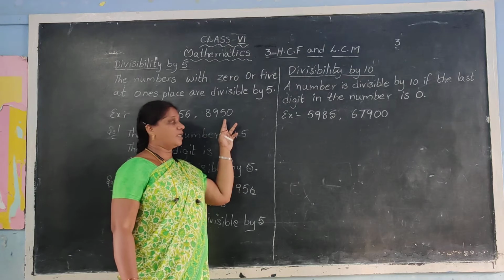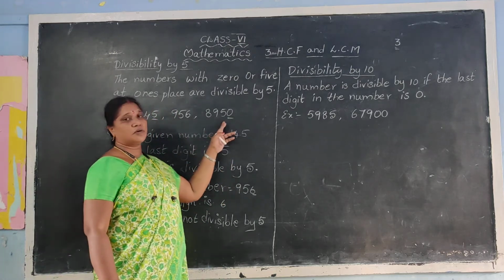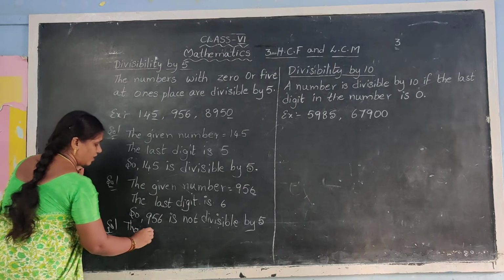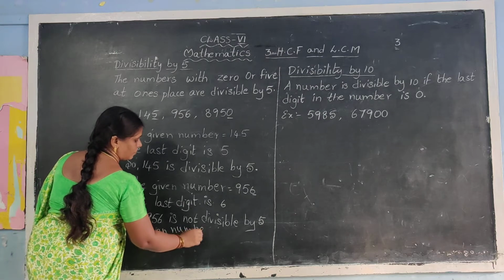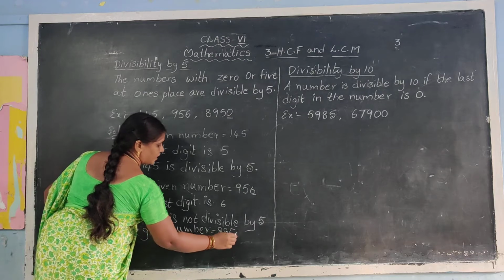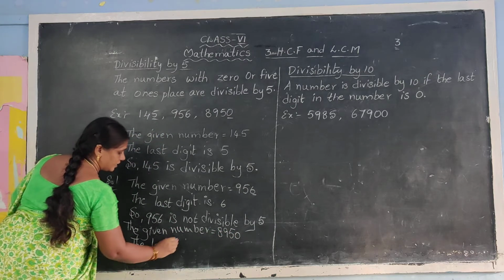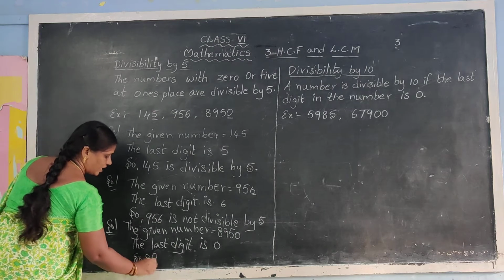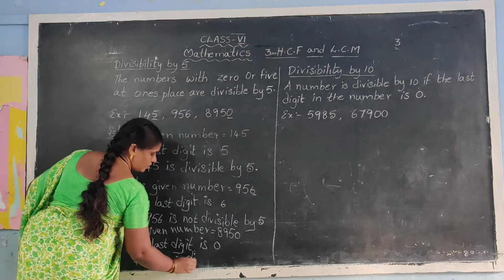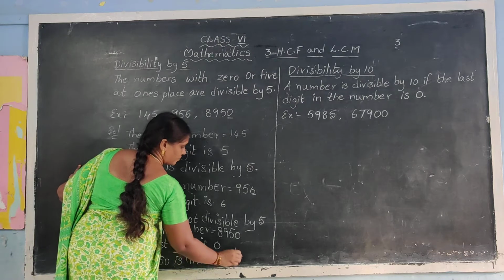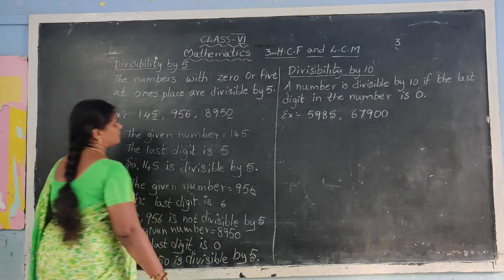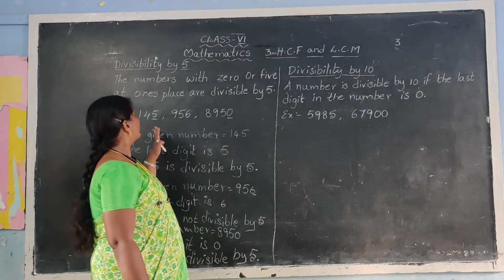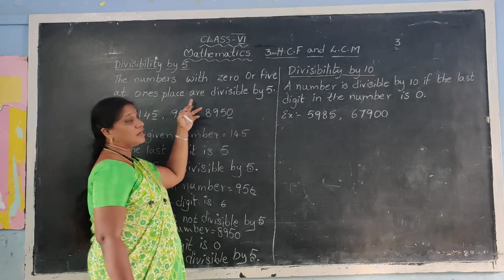Next, 8950. Here the last digit is 0, so this number is divisible by 5. Let me write it. The given number is 8950. The last digit is 0, so 8950 is divisible by 5. The ones place is 5 or 0, so it is divisible by 5. This is the rule for 5: the numbers with 0 or 5 at the ones place are divisible by 5.